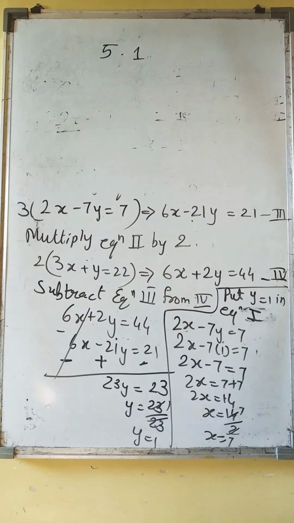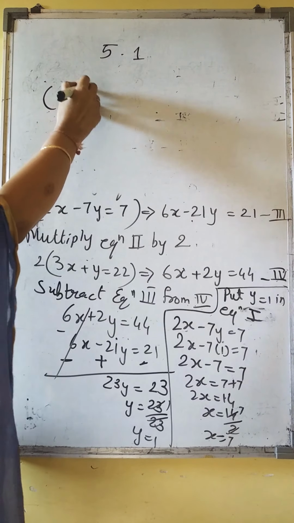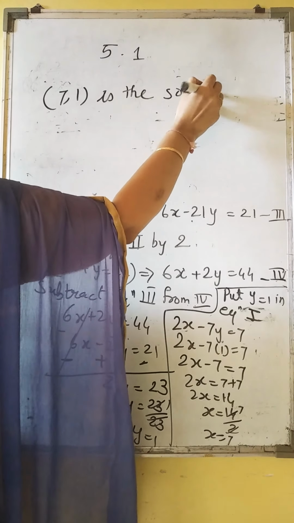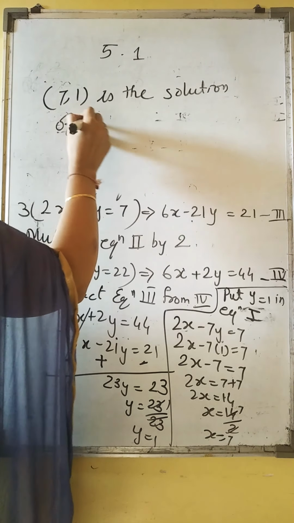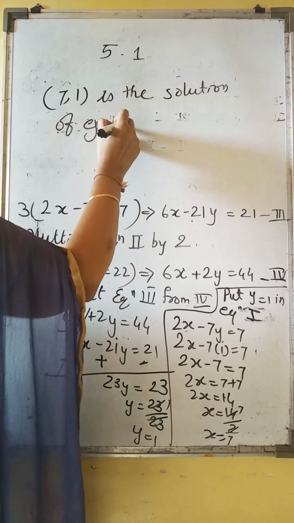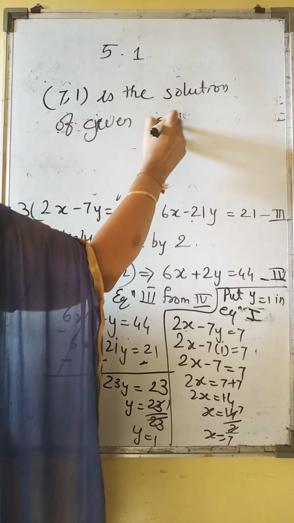So what will be the answer? Ordered pair 7, 1 is the solution of given equations.